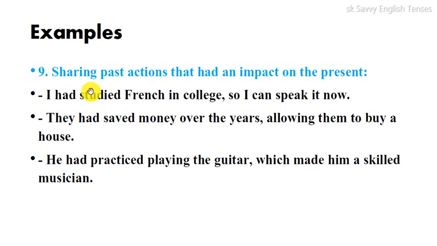Okay, number nine is sharing past action that had an impact on the present. For example, I had studied French in college, so I can speak it now. They had saved money over the years, allowing them to buy a house. He had practiced playing the guitar, which made him a skilled musician.